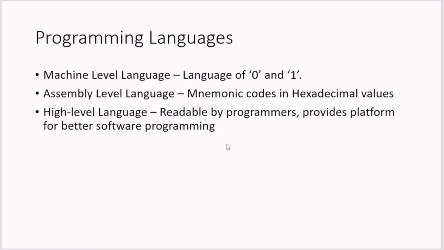Then you come to high level programming languages. The main benefit of using those is that they're readable by programmers. That means when you are programming, it's easily readable, and you're able to easily tell the computer or any machine that you're programming what you want done. It provides a platform for better software programming. You can write big programs in these languages. One example of a high level programming language is the C language.